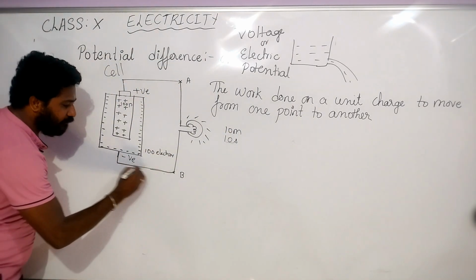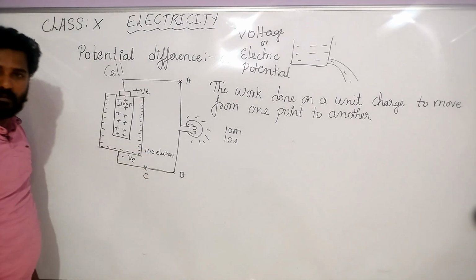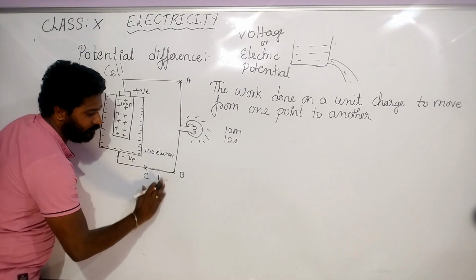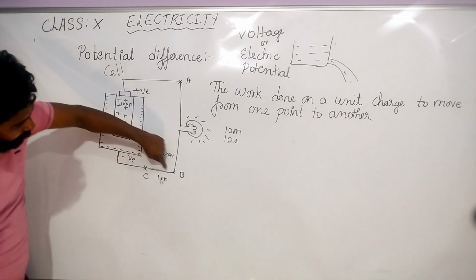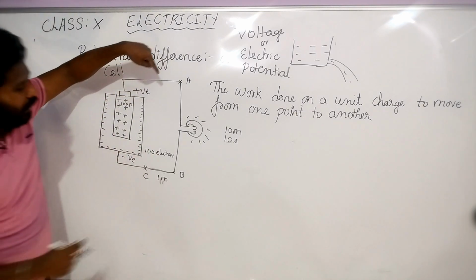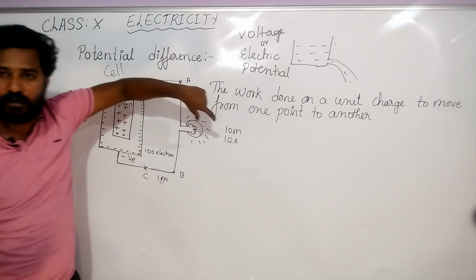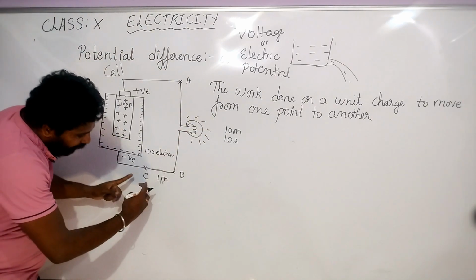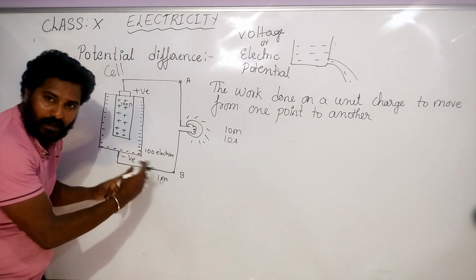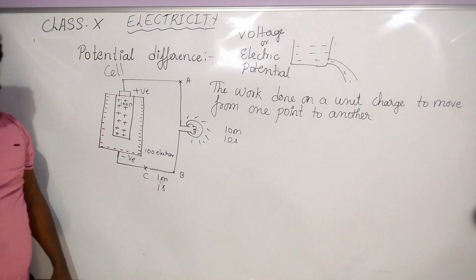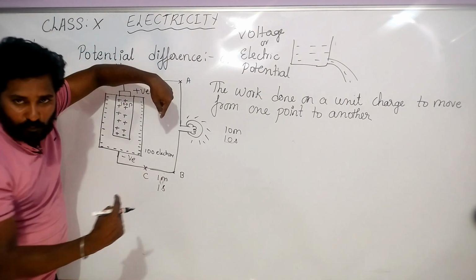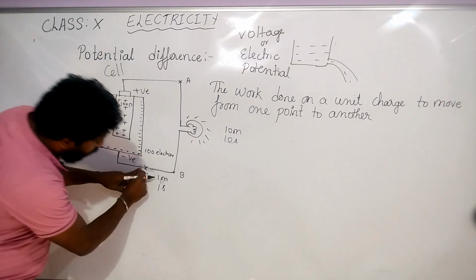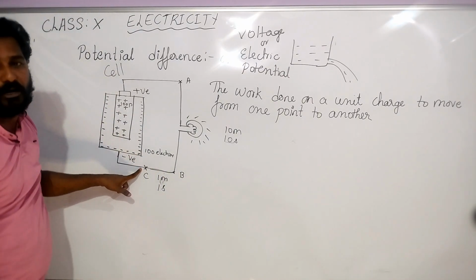Let us mark another point, C. Let us mark the distance between B and C as 1 meter. B to C is 1 meter, and B to A is 10 meters. If it takes 10 seconds to pass 10 meters, then how much time does it take to pass 1 meter from C to B? Yes, 1 second. Did you understand? So that is what I am telling. What is potential difference? The work done on a unit charge to move from one point to another point. We do not specify which points.